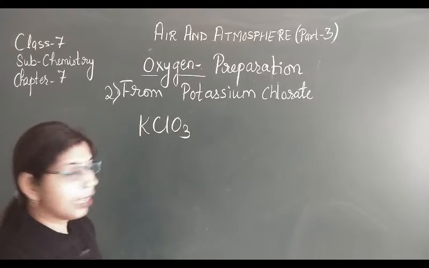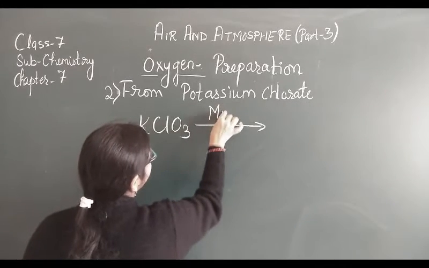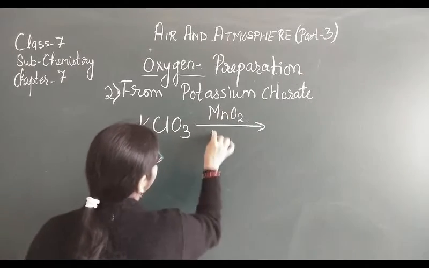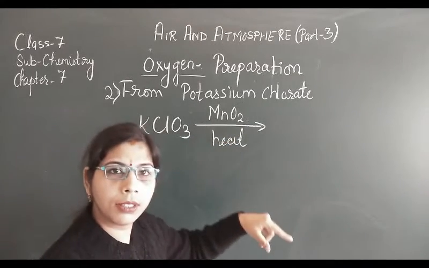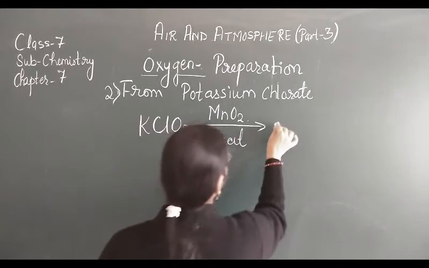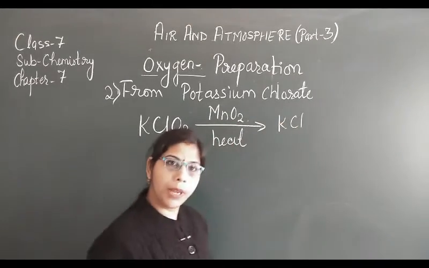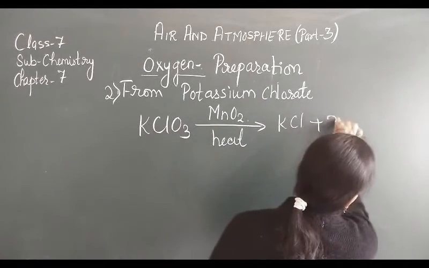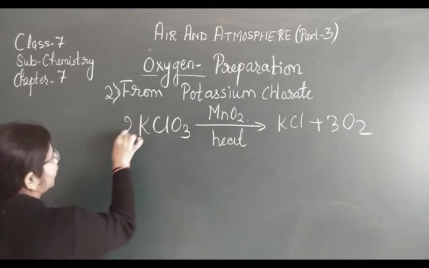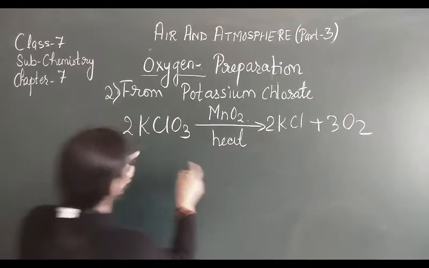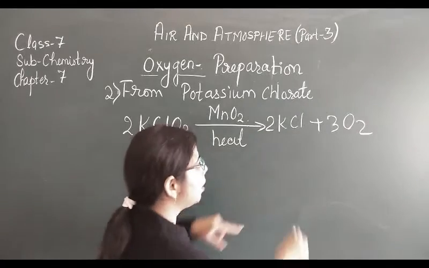KClO3, and again here MnO2 will be used as a catalyst. Manganese dioxide, it is going to heat, and what happens? It is going to decompose, in which KCl plus 3O2. Okay, so this is the potassium chlorate, and this which is formed is the potassium chloride.